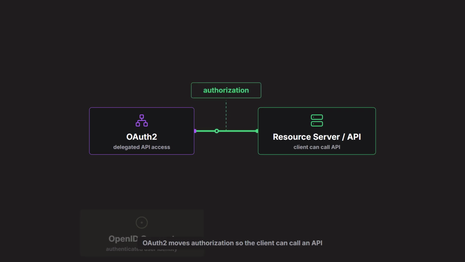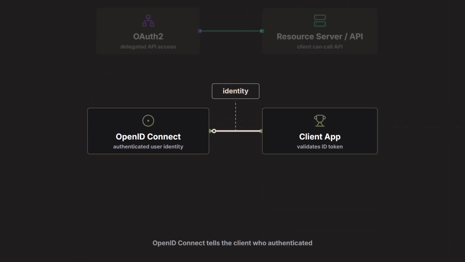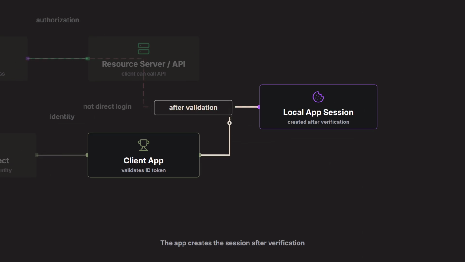OAuth2 moves authorization from the user to the client so the client can call an API. OpenID Connect tells the client who authenticated. Your app creates the session after it verifies the identity information it was meant to receive. That's it.